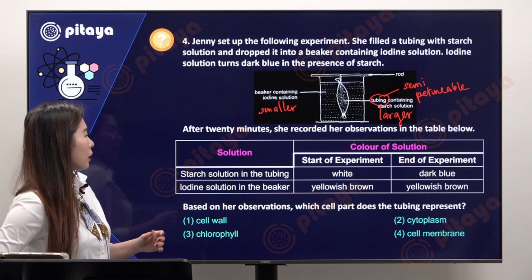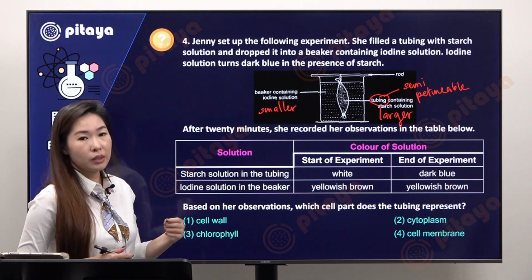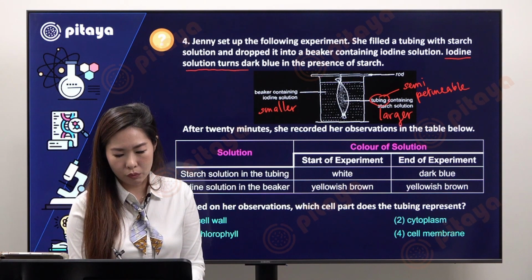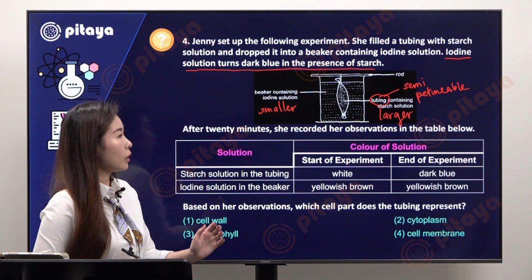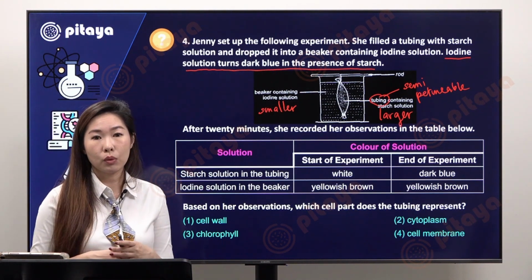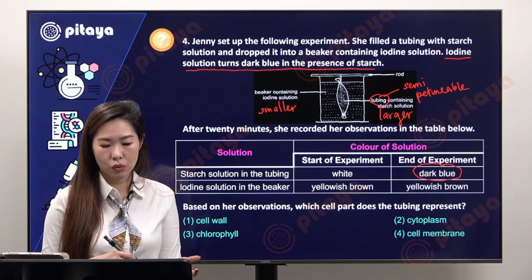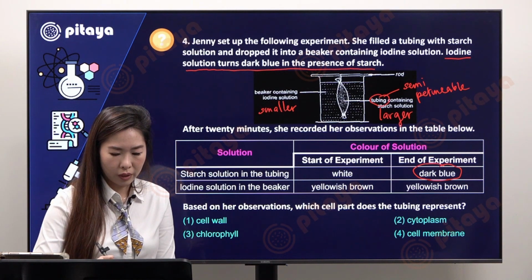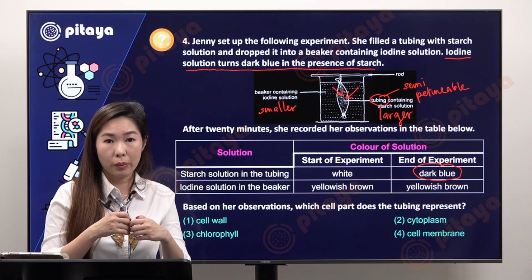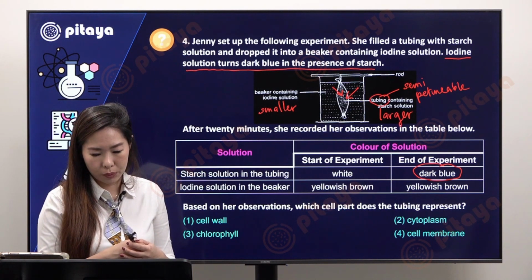And from this case, we can tell that at the start of the experiment, having only starch, the color is white, and after the experiment, it turns dark blue. How can a starch solution turn dark blue? It's when it reacts with iodine solution. And also given by the question, information here says that iodine solution turns dark blue in the presence of starch. So we can use the change in the color of the starch solution to show that it must be iodine solution outside the tubing that is able to enter the tubing and mix together with the starch, reacting with it to cause it to turn dark blue.